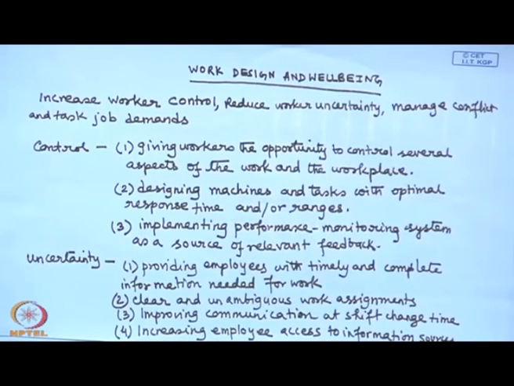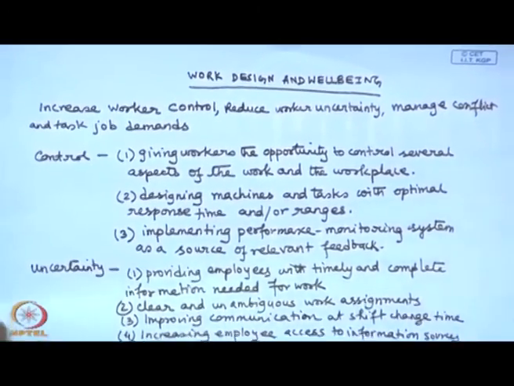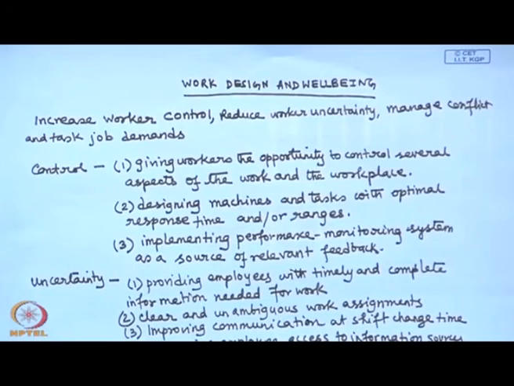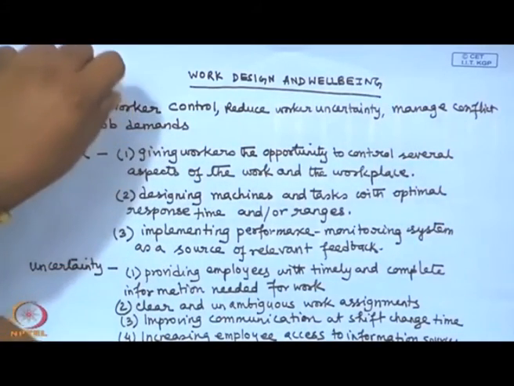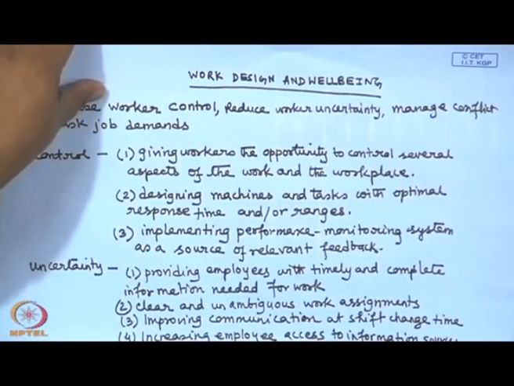So, when we are talking of work design and well-being, the factors which are more related here are increased worker control, reduced worker uncertainty, managing conflict and task job demands. When we are talking of control, it is giving workers the opportunity to control several aspects of the work in the workplace, designing machines with optimum response time and ranges, and implementing a performance monitoring system as a source of relevant feedback.